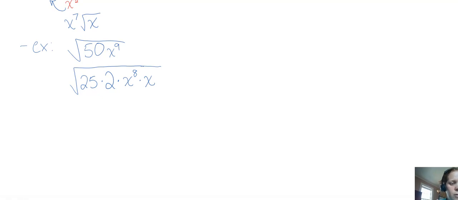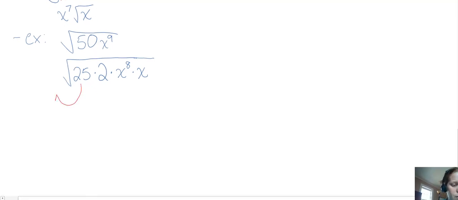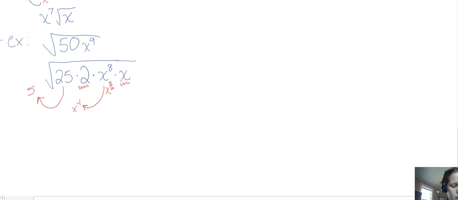Okay, so now we look at what comes out. Square root of 25 is 5. 2 cannot come out. Square root of x to the 8th, 8 divided by 2, that's going to be x to the 4th. X cannot come out. So the things that came out were the 5 and the x to the 4th. The things that could not come out were the 2 and the x. So that would be my simplified answer.